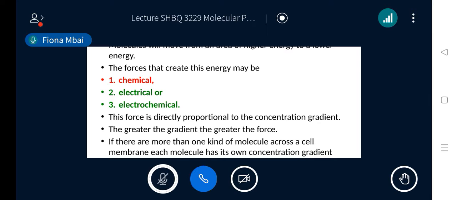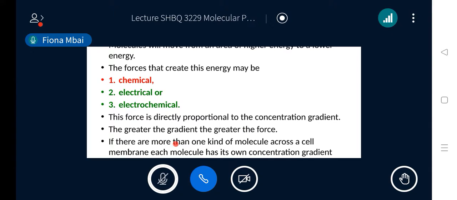So what are these driving forces which act on molecules? Molecules will move from an area of high energy to low energy. And there are three forces that cause molecules to move in this direction: chemical, electrical, or electro and chemical, so a combination of the two. This force is directly proportional to the concentration gradient. The greater the gradient, the greater the force.